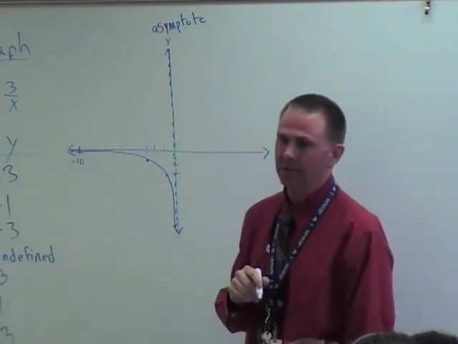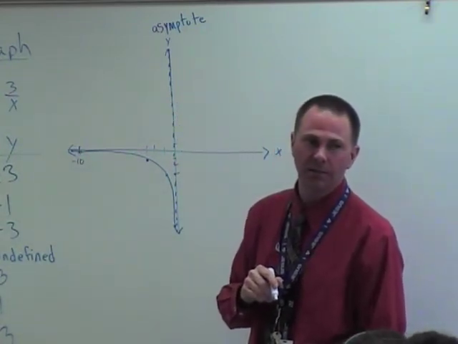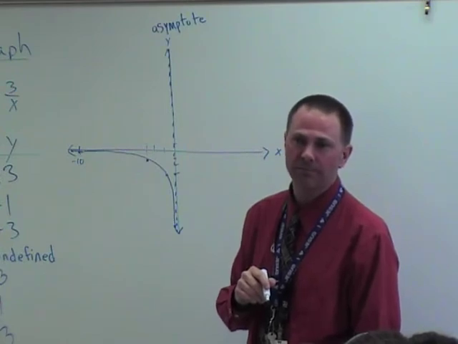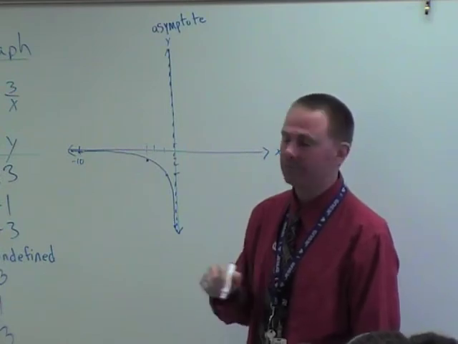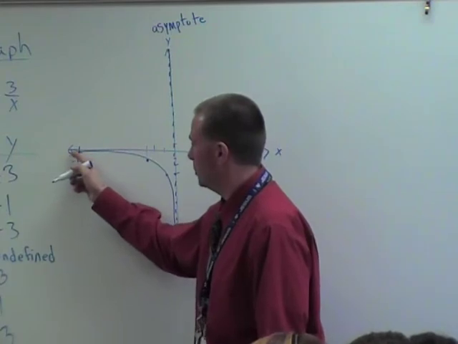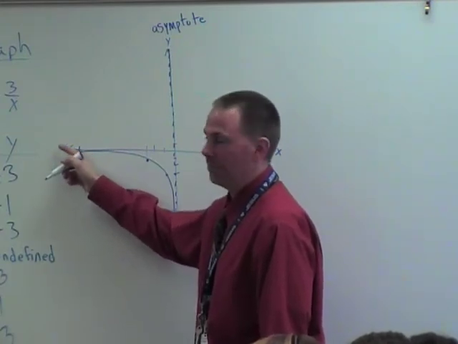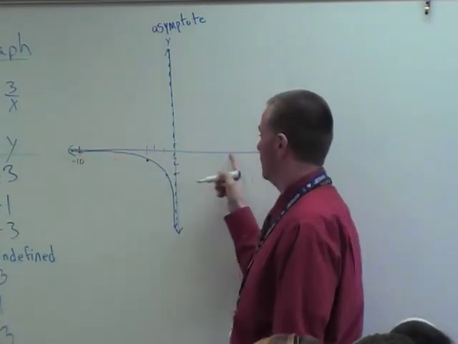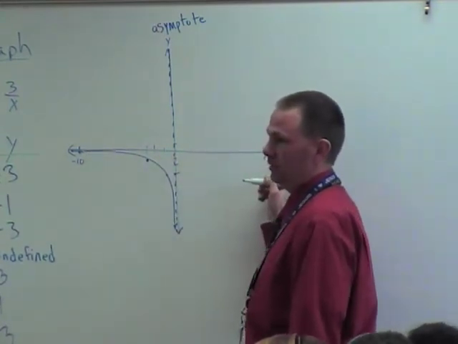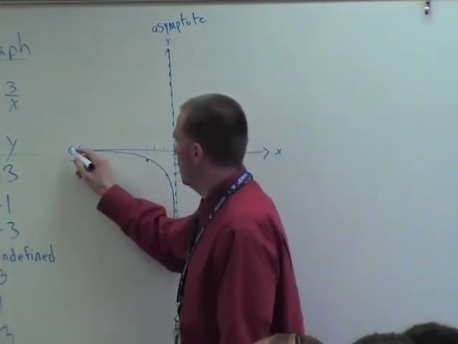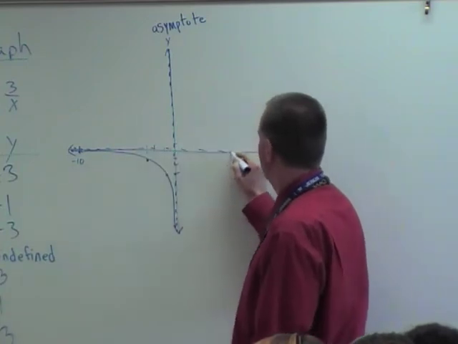What is that line? What is the equation of that line that it's approaching? What is the equation that this is approaching, or coming away from? What is the equation of this line? Oh, y equals 0. So this is also an asymptote.